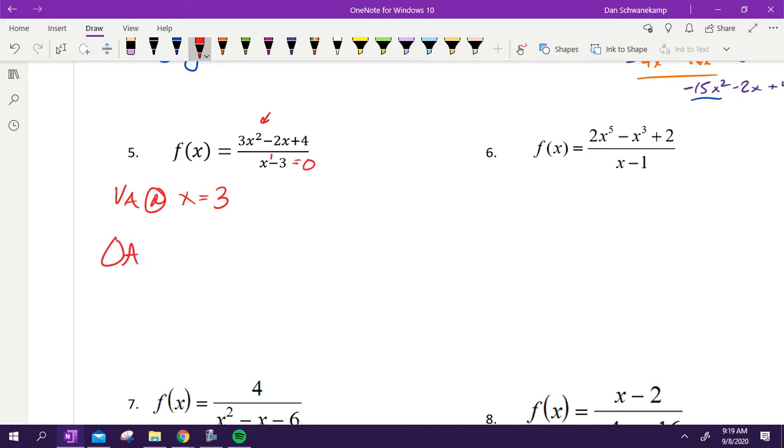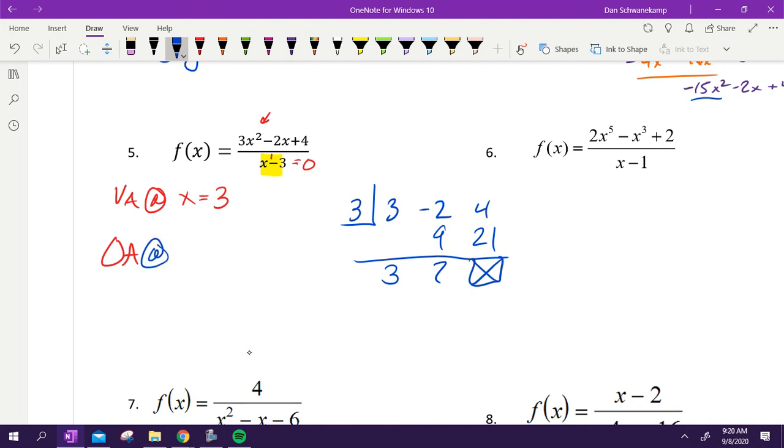Can I do synthetic division on this problem? Yes, I can. Because I'm just dividing by x minus 3, just do synthetic. It's way easier. Okay, if you want to do long division, go for it. But neither of them are hard. It's just way faster, I would say, more than anything else. Drop the 3, multiply, add, multiply. This is what I care about, the 3 and the 7. Okay, oblique asymptote at y equals what here? Yep, done. That's my answer.